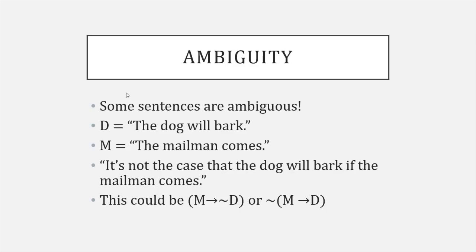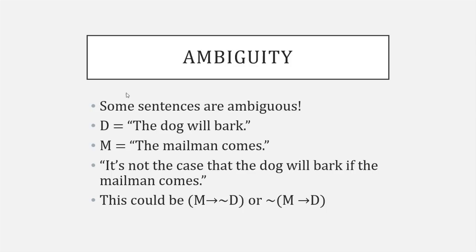So that sentence could mean, if the mailman comes, then the dog won't bark. Right? That's a guarantee. So what you're saying there is the mailman coming is a guarantee of the dog not barking. Yeah? There's one thing you could mean by that sentence.